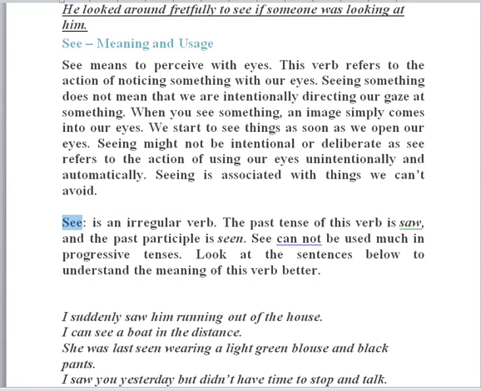See is an irregular verb. The past tense of this verb is saw, and the past participle is seen.